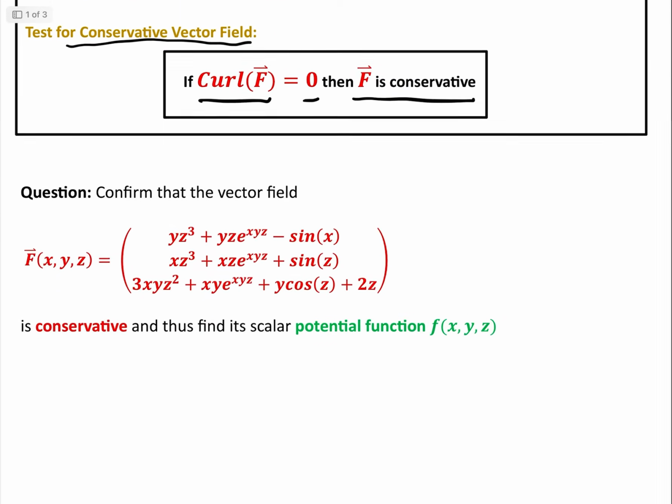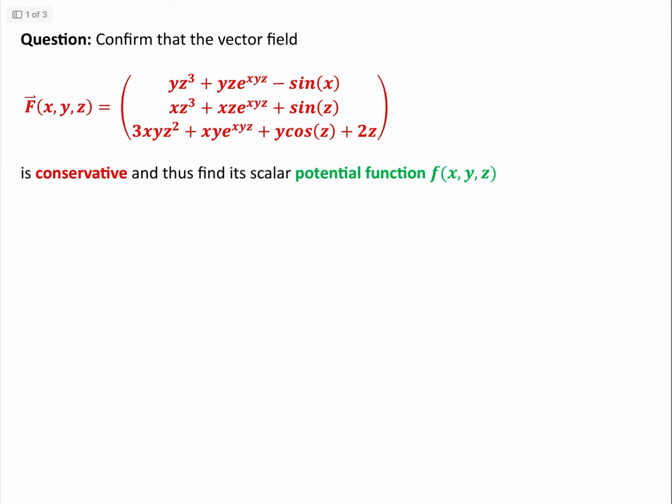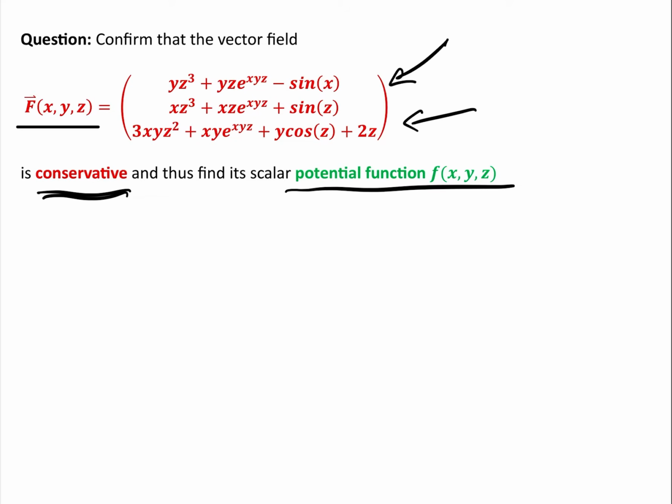So what we're going to do today is go straight on to a question. The question is, confirm that this vector field here, which is described by this vector here, is conservative, and thus find its scalar potential function. And in the third video we're going to do something very clever once we've done all of this, but in this particular video, first of all, what we've got to do is find the potential function given the vector field and given that it's conservative. So the first thing we've got to do is confirm that it is indeed conservative.